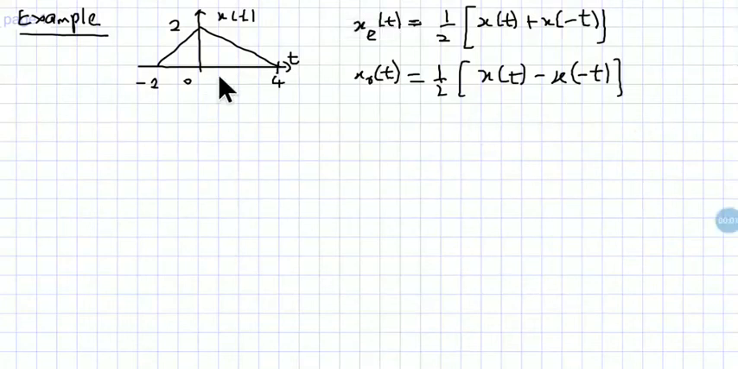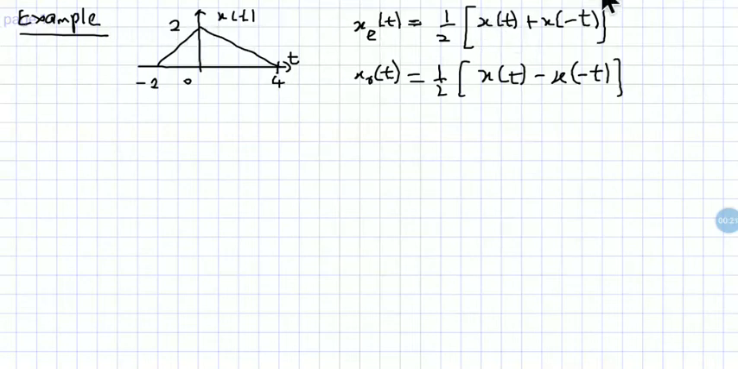We have the signal x(t) that looks like this, and we want to find the even and odd components. So we know that the even component of a signal is given by this equation, and the odd component of a signal is given by this equation. So to sketch the even and odd components, we know the original signal, how it looks like.